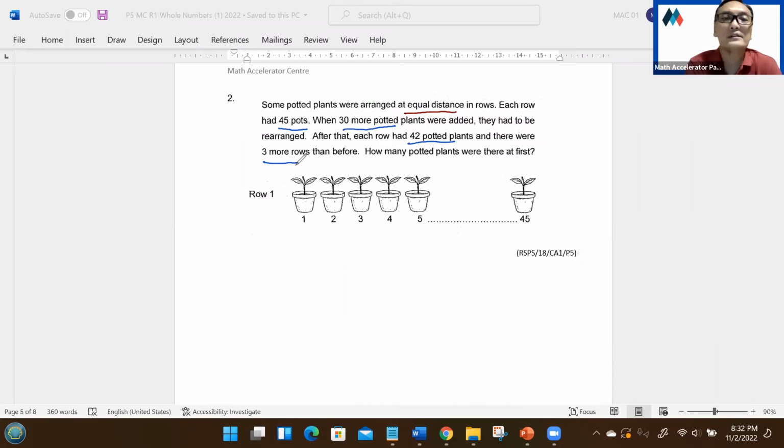Okay, so now the first thing is, one moment, let me do some setting. Okay, so first of all, we have to find out. They are equal, so each row has 45. When 30 more pots were added, we don't know how many rows there are. So we will do this, right? This is before, and this is after.